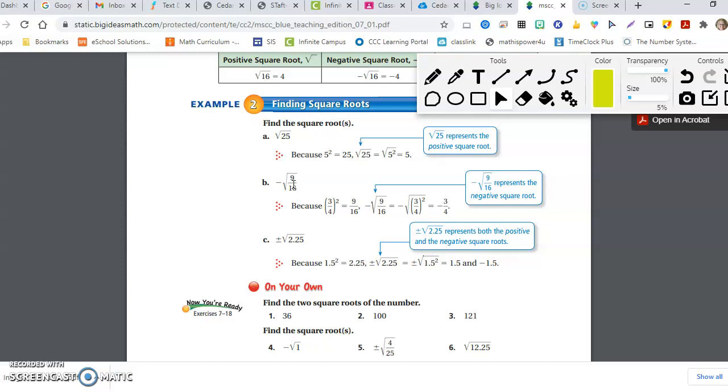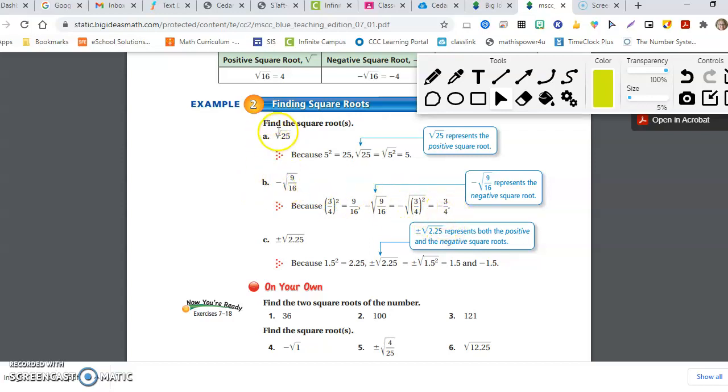Otherwise, and you'll see later on in the section, you might need to divide first and then see if you can take the square root of that. In this case, 9 and 16 are both perfect squares. So you take the square root of 9 and you get 3, and you take the square root of 16 and you get 4. So 3/4, but it's asking you for the negative square root. So your answer should be negative 3/4.